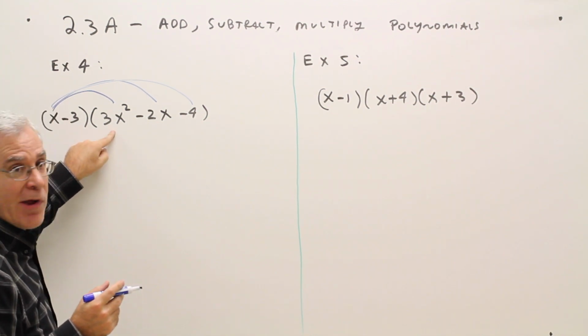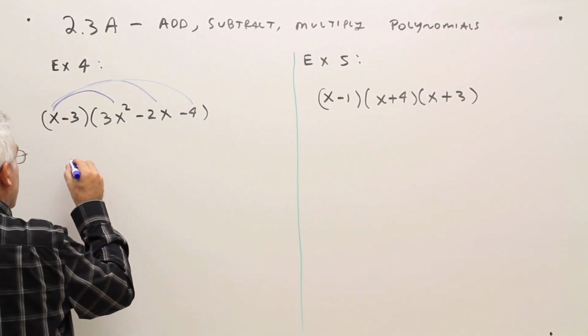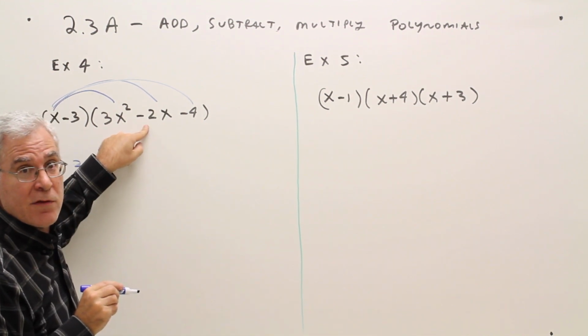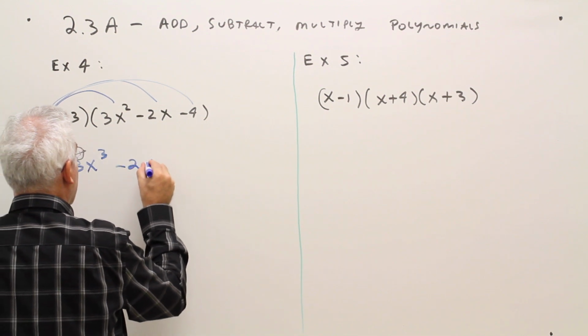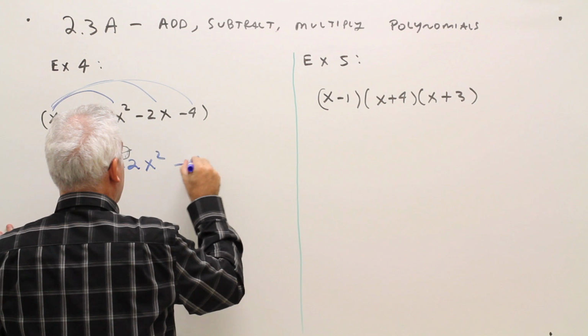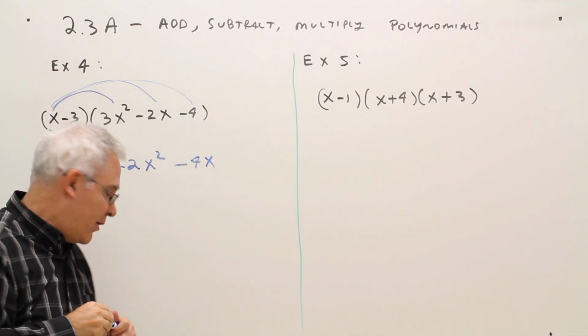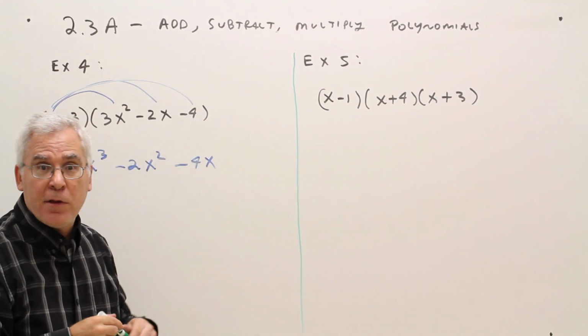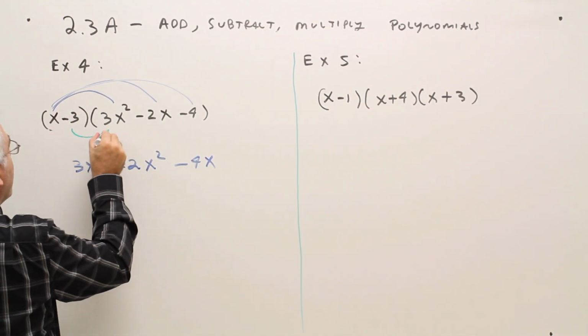So x times 3x squared is 3x cubed. X times minus 2x is minus 2x squared. X times minus 4 is minus 4x. Then what I do is I'll get a different color, and I'll do the second term times each term in the trinomial.